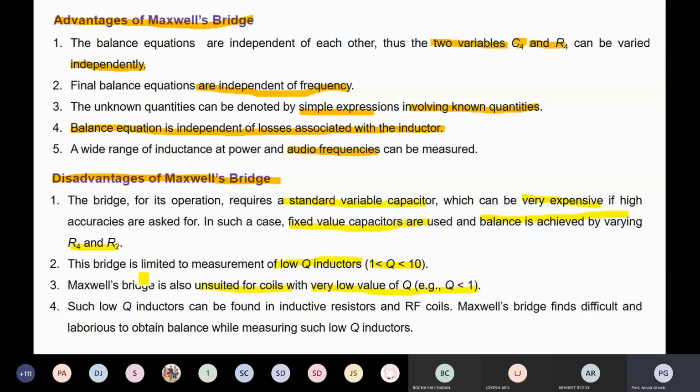Such low Q inductors can be found in inductive resistors and RF coils. Maxwell's bridge finds it difficult and laborious to obtain balance while measuring such low Q inductors. That's the basic issue.